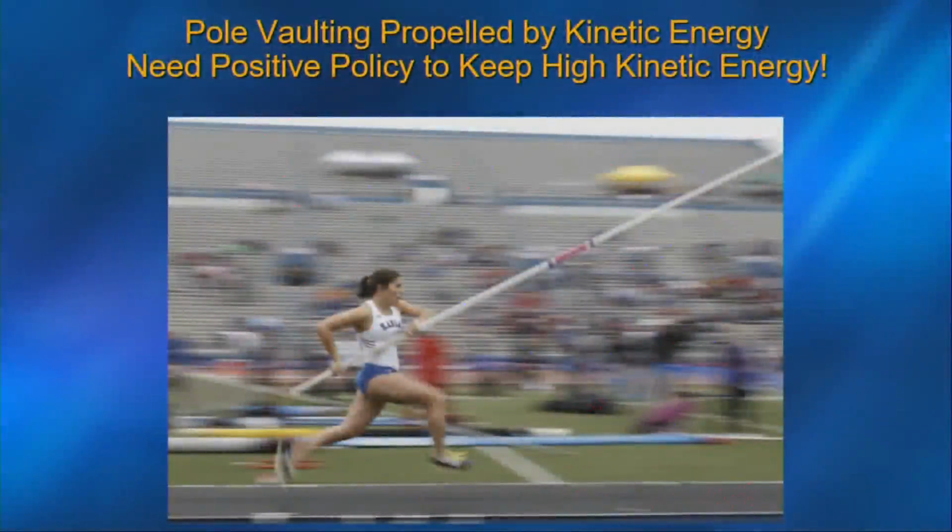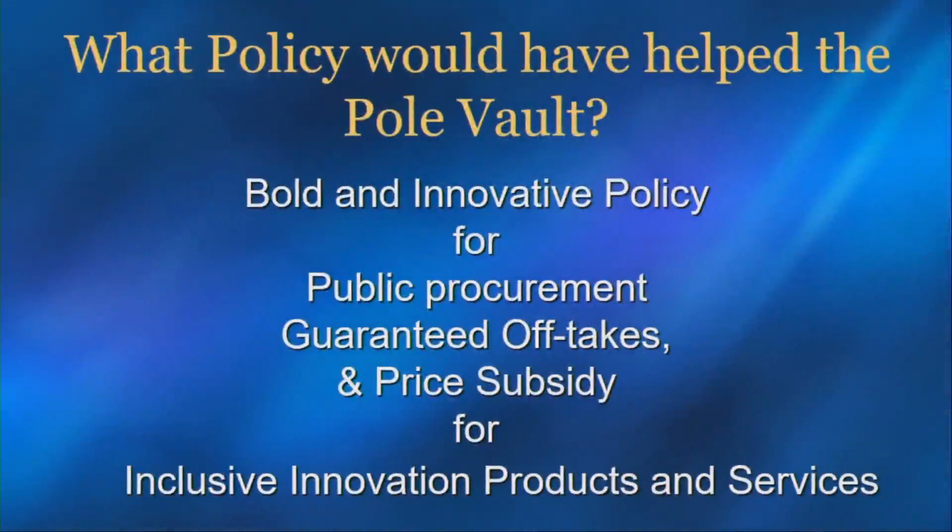Because as you can see here, you require kinetic energy. When you look at that paradigm shift, you require kinetic energy to sort of go over the bar. And policy interventions can provide you with that kinetic energy, increase the speed. So for example, in this particular case, if there's a bold and innovative policy for public procurement, guaranteed offtakes, price subsidy, it would have made a huge difference. It was missing. Okay? And Simputer would have changed the world, basically.